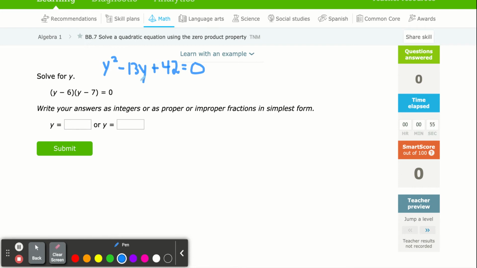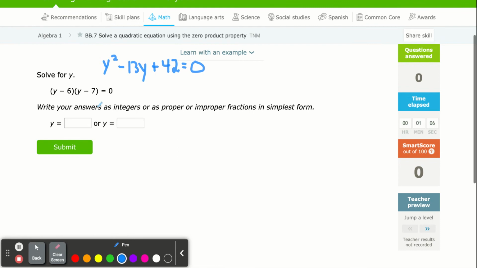But a lot of quadratics can be factored into two binomials like this. And what we want to do is, there's only one variable, y. We want to know what values of y make the equation true. In factored form, it's really easy to solve because you're going to take each set of parentheses individually. So I'm going to take the y minus 6, that first set of parentheses, set that equal to 0, and then solve that one-step equation.